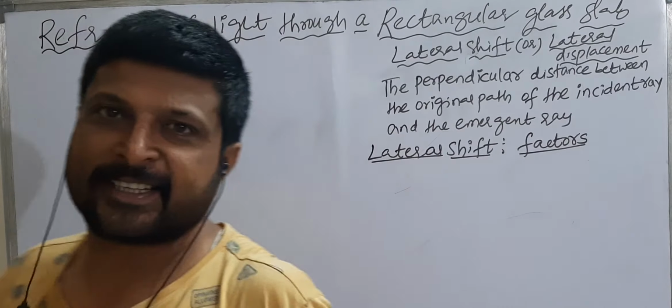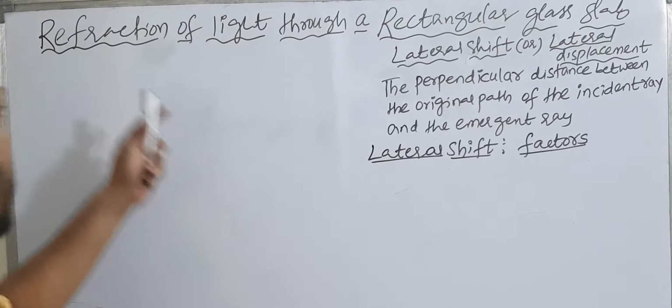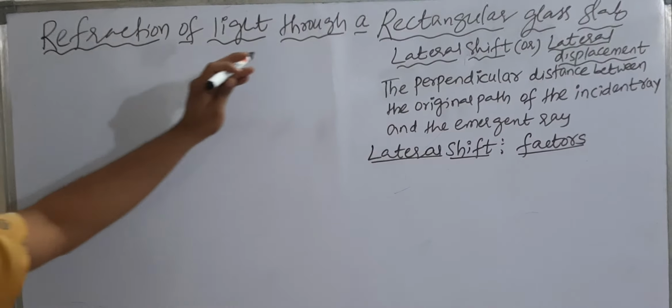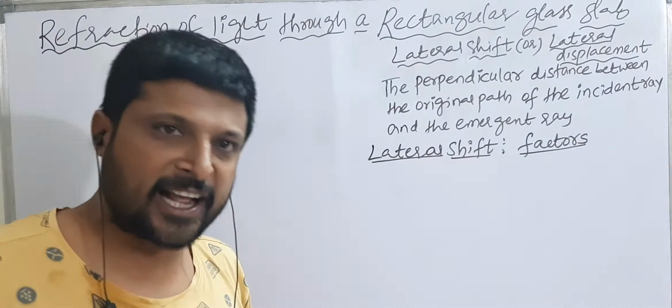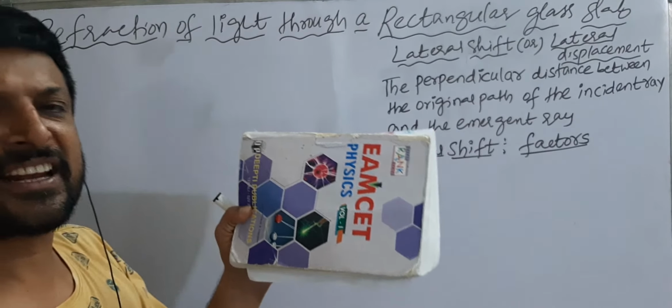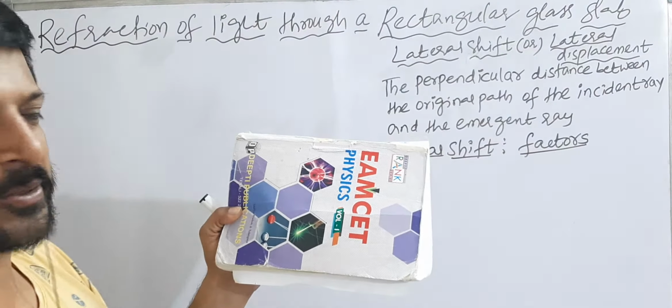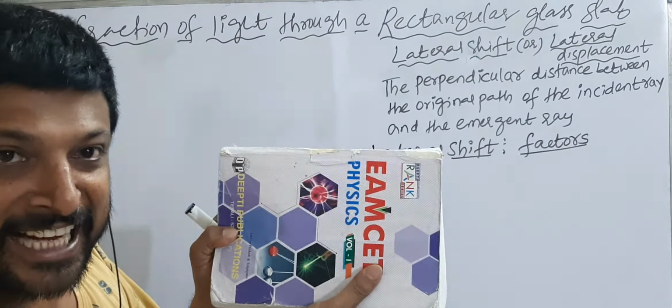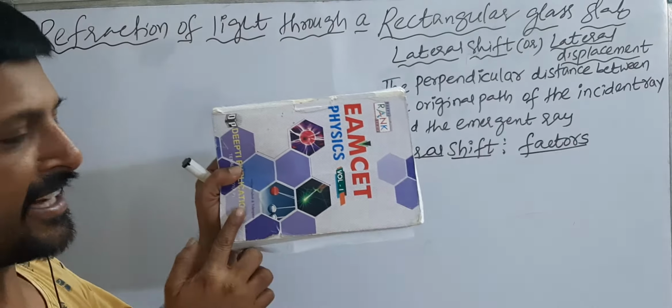Hi students. Today I am going to discuss refraction of light through a rectangular glass slab. See here, this is a rectangular glass slab.